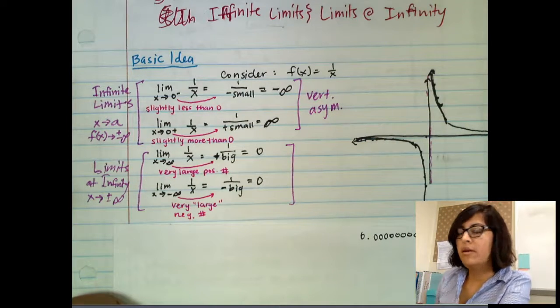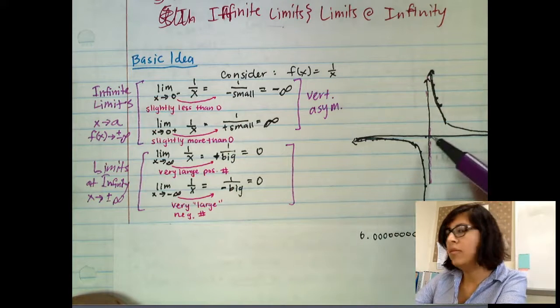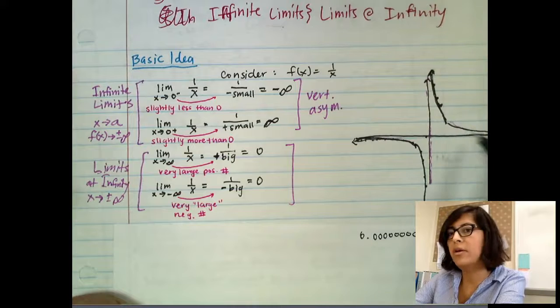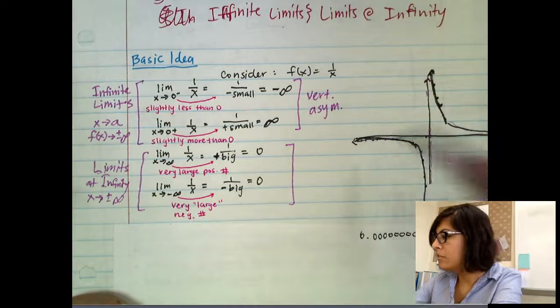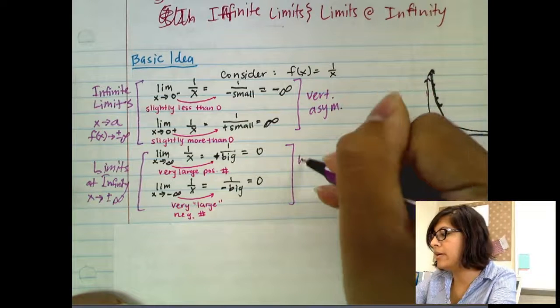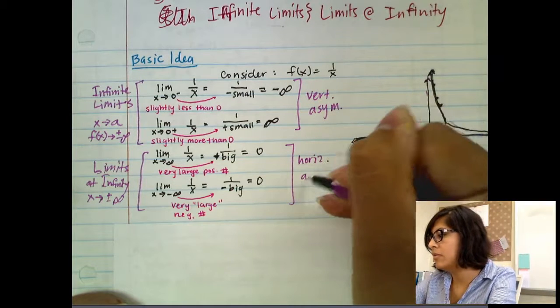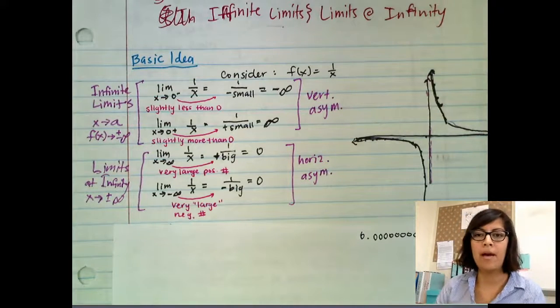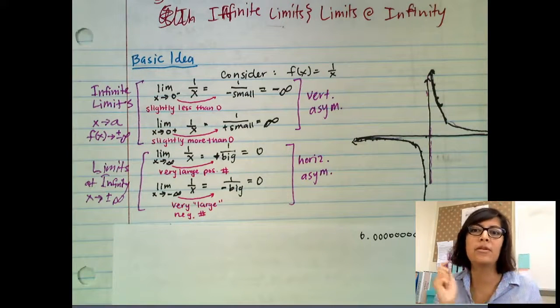This one right here says as our x got larger and larger, our y values got smaller and smaller. So this was this horizontal asymptote right here. So that's the basic idea. We're going to be looking at more examples like this, so stay tuned.